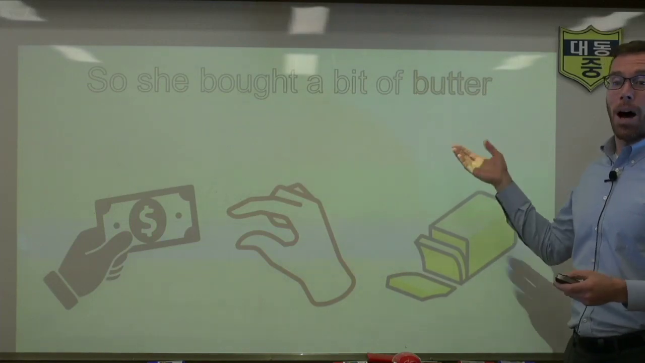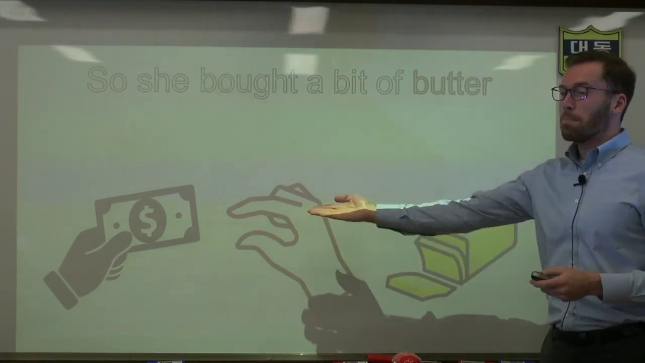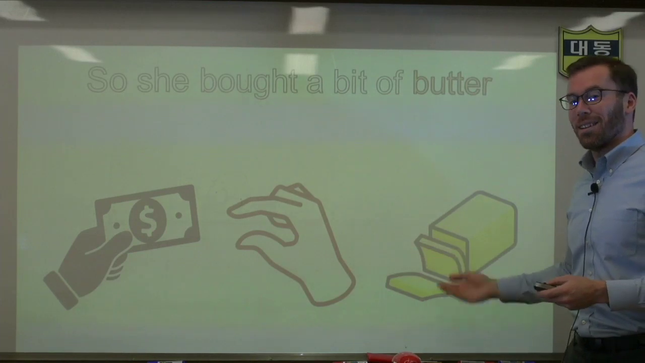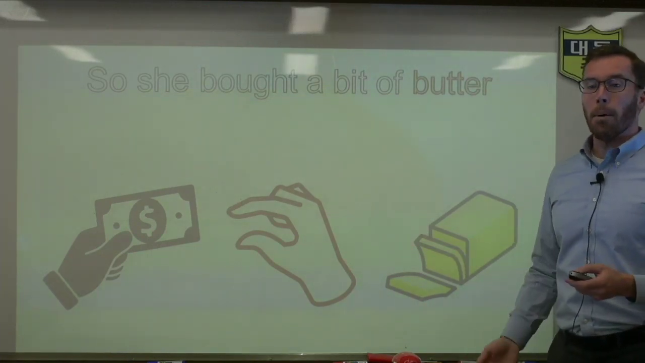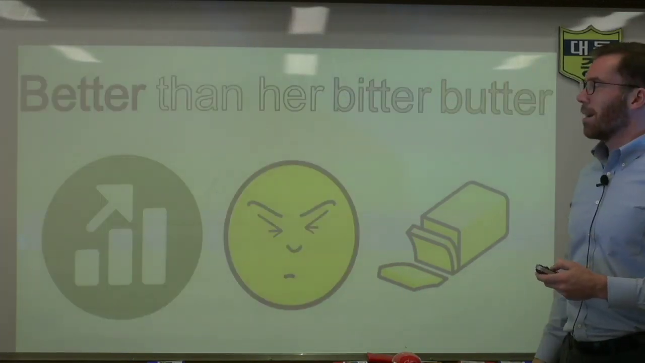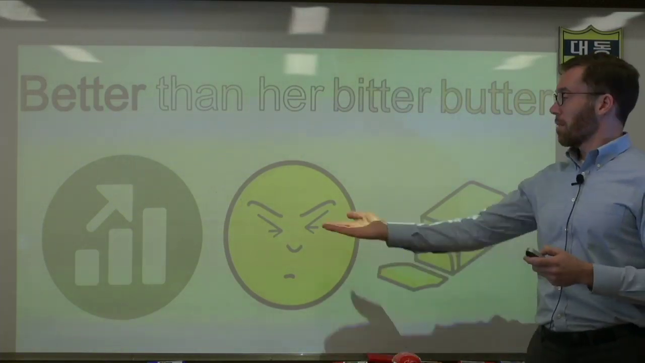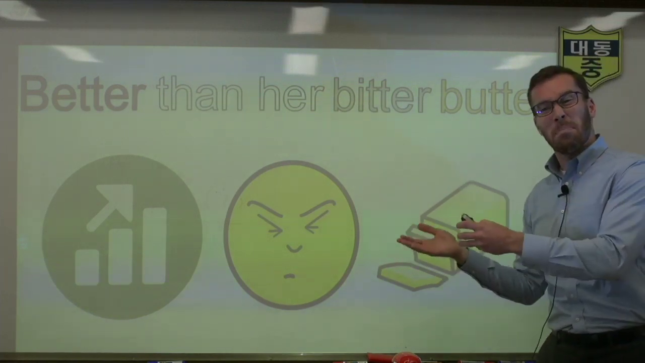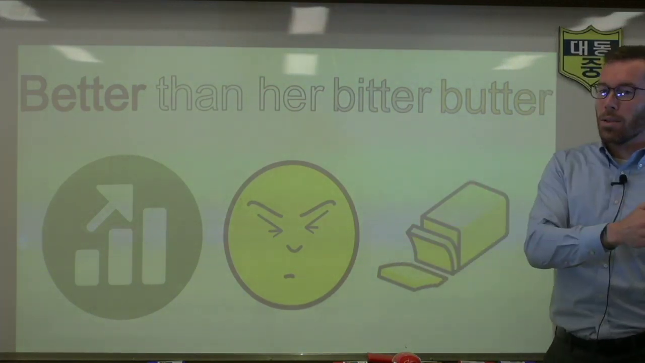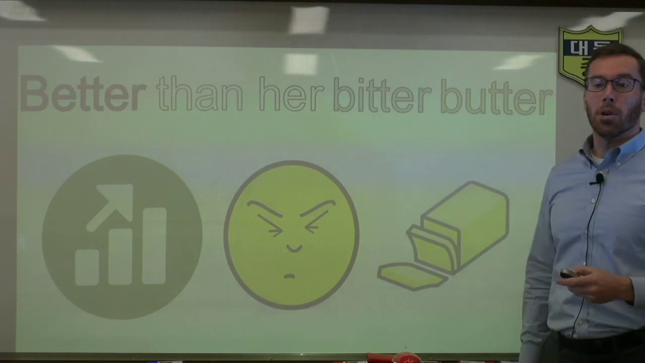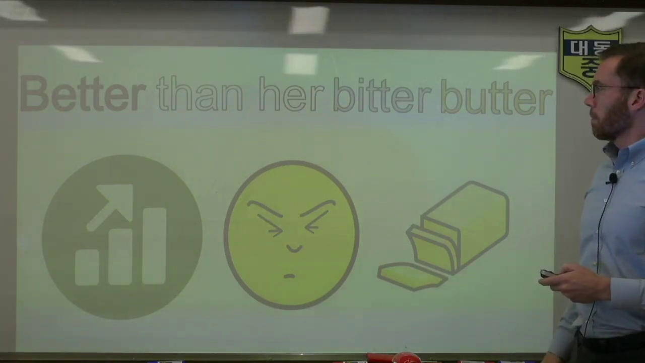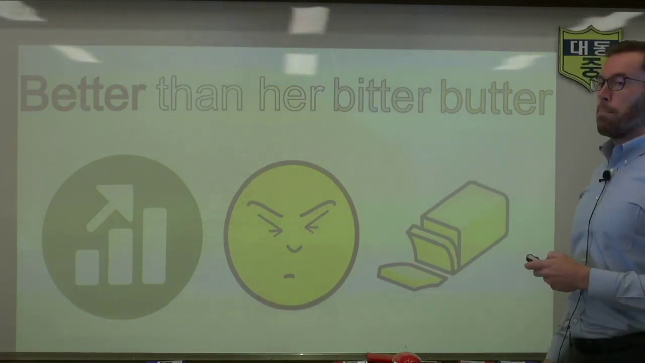So she bought a bit of butter. She's buying some butter. So she bought a bit of butter, better than her bitter butter. She had bad butter, but she went back to the store and bought some good butter. Better than her bitter butter.